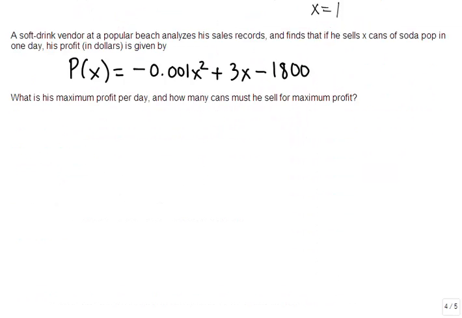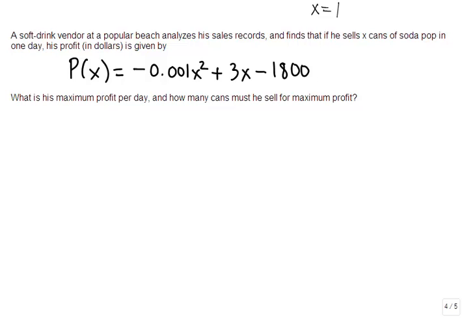All right. To finish off here, we're going to do several different word problems involving quadratic functions. So this first one says, a soft drink vendor at a popular beach analyzes his sales records and finds that if he sells X cans of soda pop in one day, his profit in dollars is given by this function. What is his maximum profit per day, and how many cans must he sell for maximum profit?